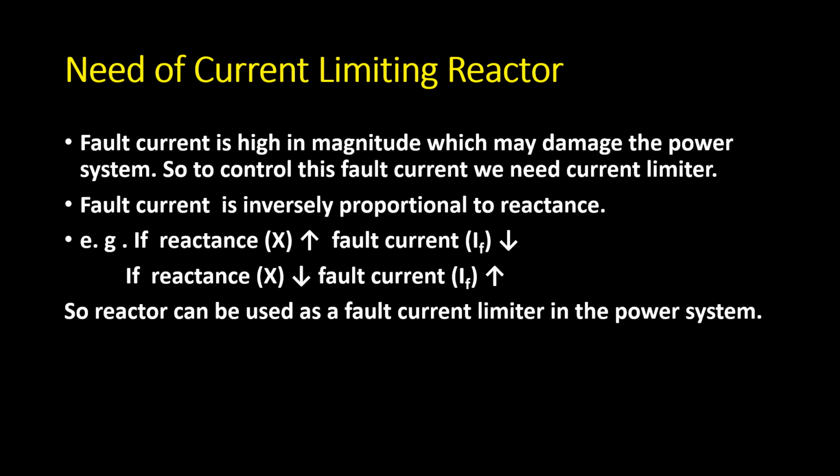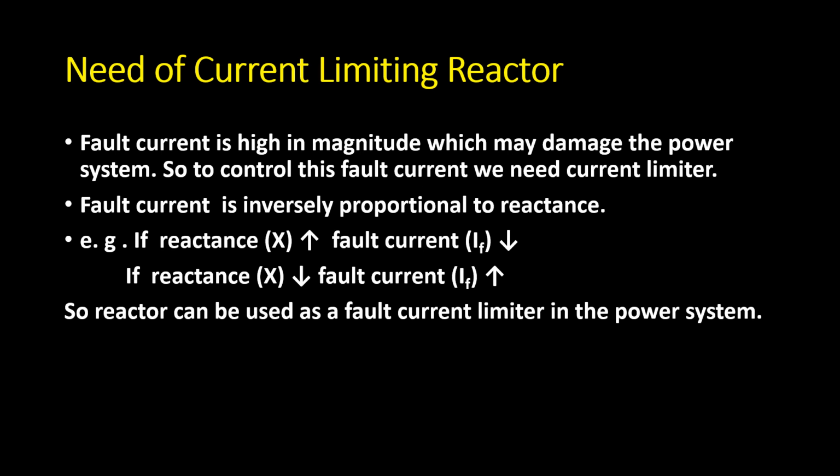With the fast expanding power system, the fault level is also rising. The circuit breakers connected in the power system must be capable of dealing with the maximum possible short circuit current. Whenever a fault occurs in the system, generally under short circuit condition, the reactance of the system is very low. The fault current is high in magnitude, which may damage the power system. So to control this fault current, we need a current limiter.